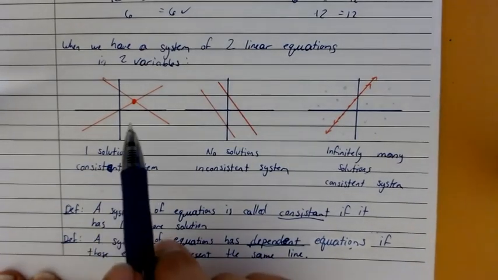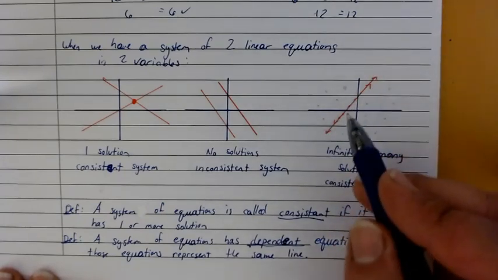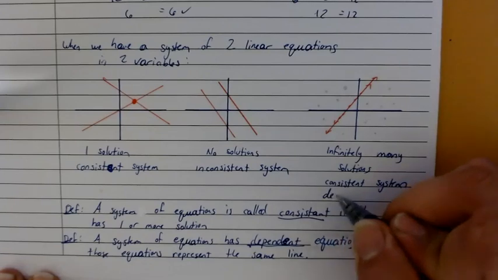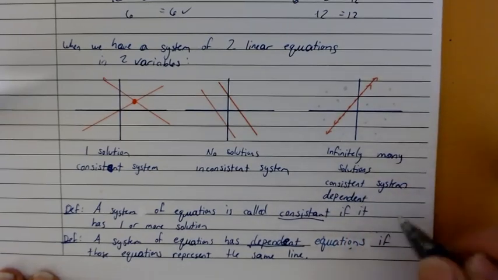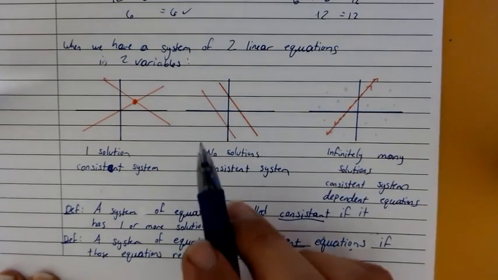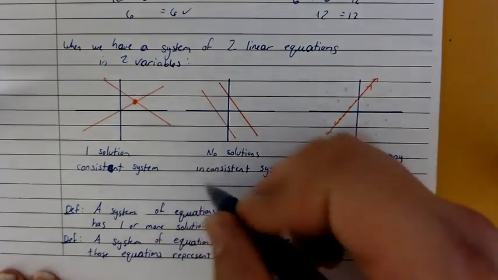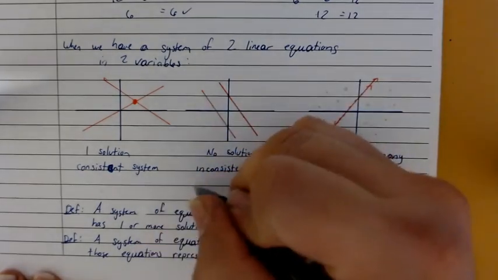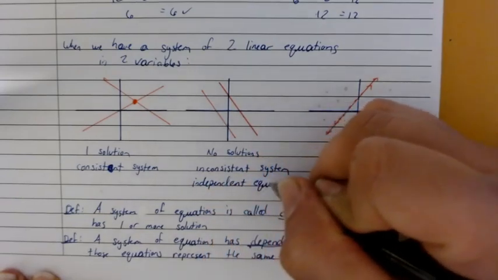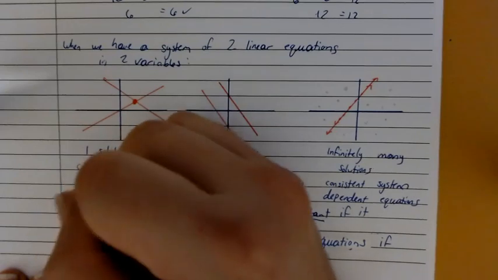So here, these are dependent equations. Whatever equations were graphed here are dependent because even though they are different equations, they represent the same set of solutions. So here we have a consistent system with dependent equations. If equations are not dependent, then they're called independent. So here we have an inconsistent system with independent equations. And here we have a consistent system with independent equations.